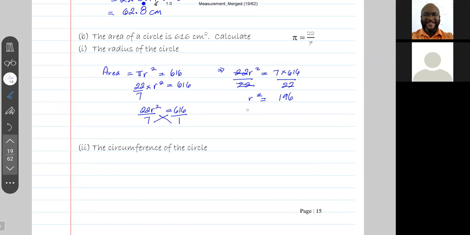The opposite of square is square root. So r is the square root of 196. R is 14 centimeters. Now that I know what the radius is, the circumference is equal to 2 pi r. So that is 2 times 22 over 7 times the radius, which is 14. 7 goes into 14 twice. The answer here is 88 centimeters.